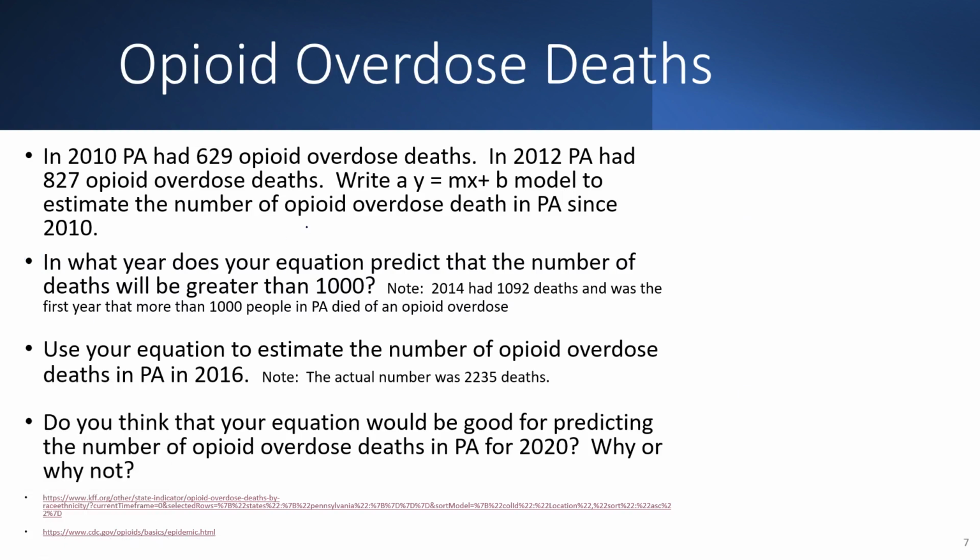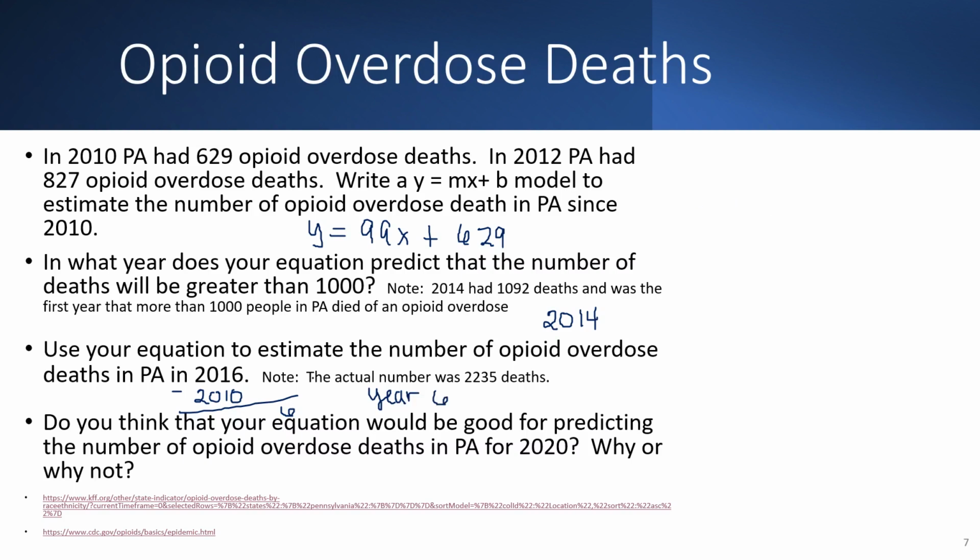So what we already know is that our equation is y equals 99x plus 629, and we know that this happened in 2014. Our next question is asking us to use our equation to estimate the number of opioid overdose deaths in PA in 2016. First, I have to figure out what number to use to represent 2016. We use 2010 as our starting point, so I subtract that out, and that gives me 6, so this is year 6 in our data set.